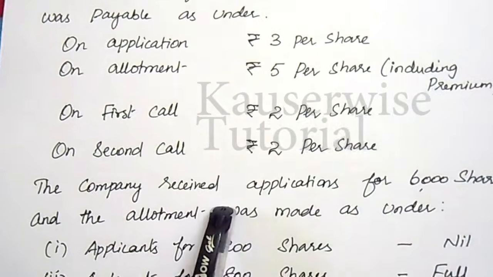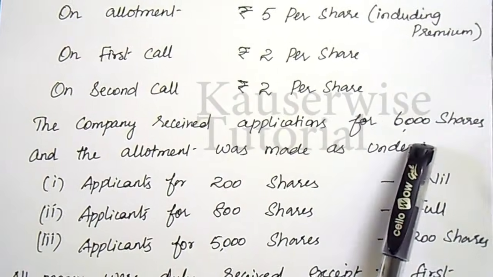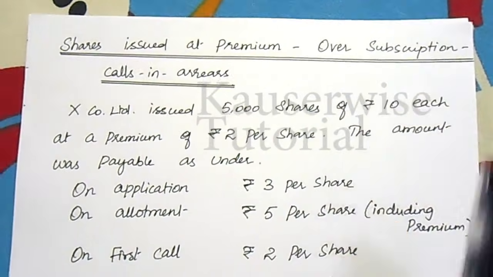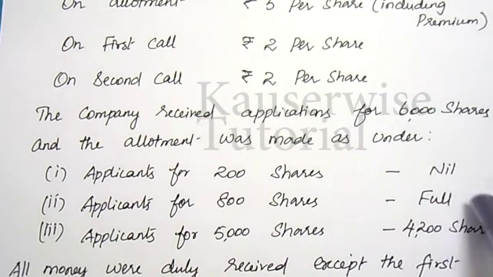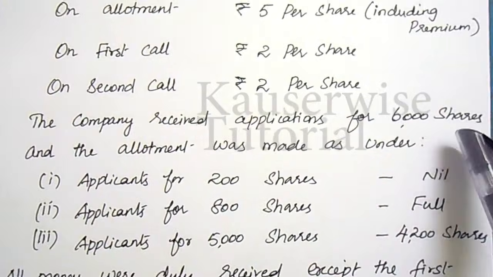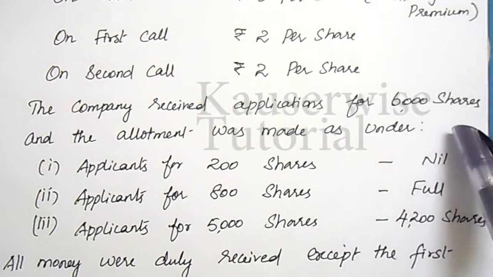The company received applications for 6,000 shares. See, the company offered only 5,000 shares, but the public applied for 6,000 shares, which means oversubscription. Okay. And the allotment was made as follows. So here I am going to explain the pro-rata allotment. The pro-rata allotment is applicable when the company receives excess applications from the public, that is oversubscription.